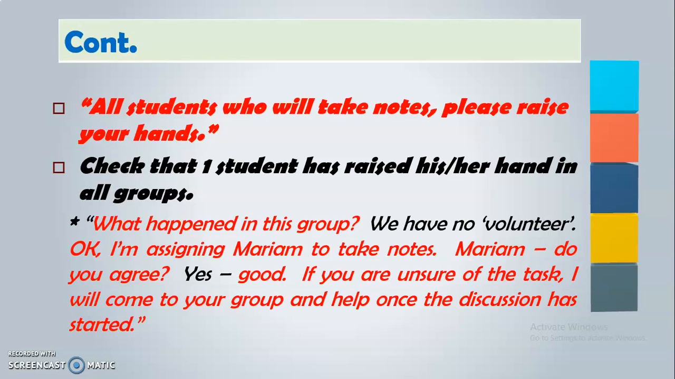Now, once you have done that, check that one student has raised his or her hand in all groups. And if there is a group without any representative, go there and ask these questions. What happened in this group? The students may answer, we have no volunteer.